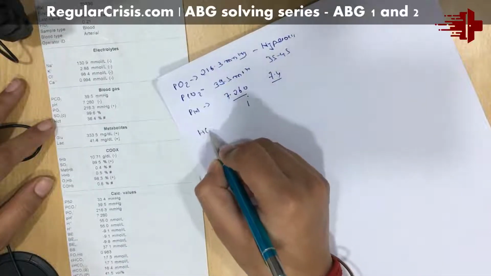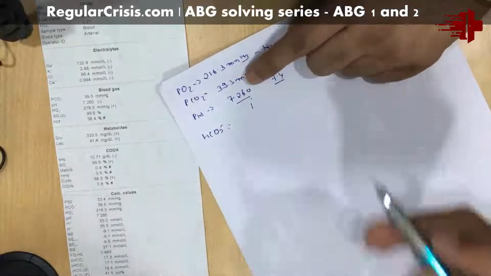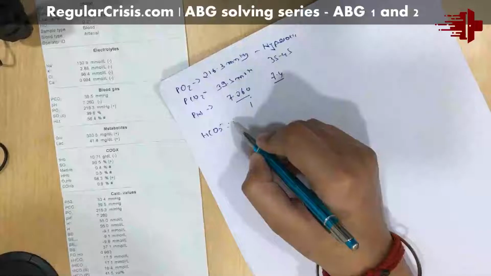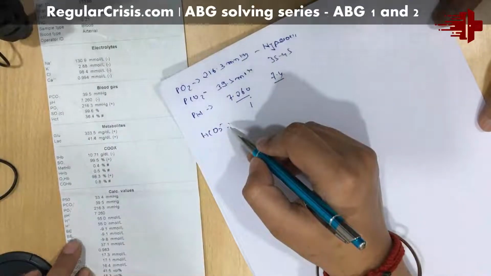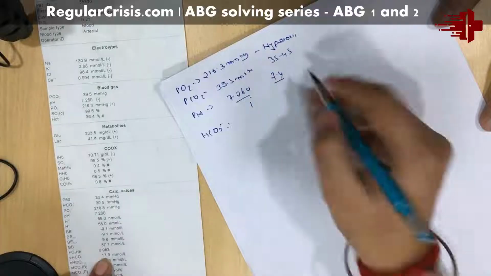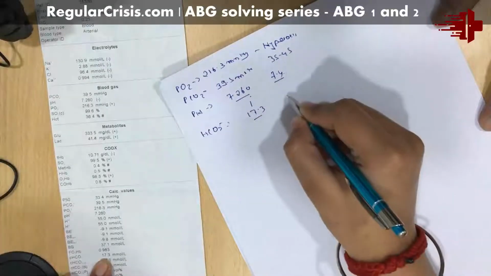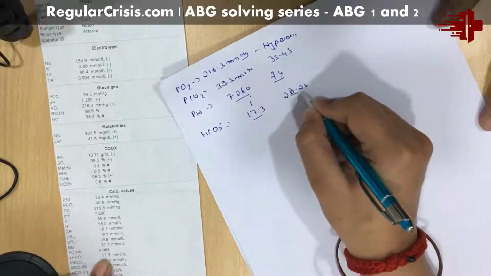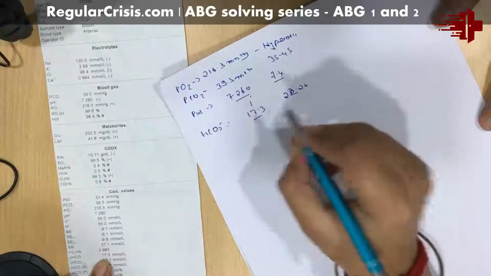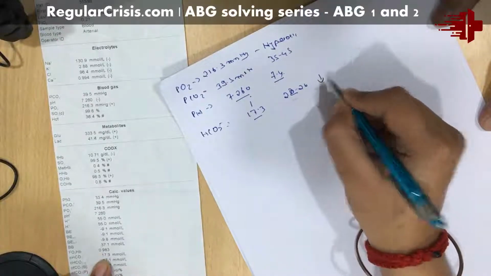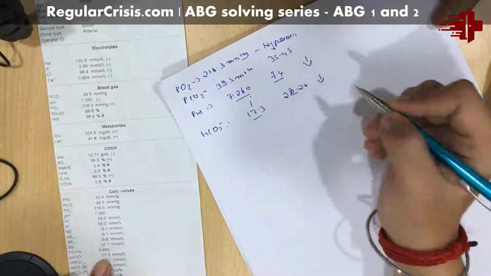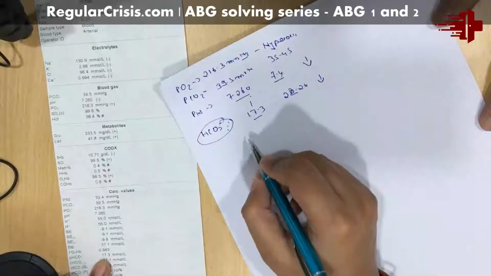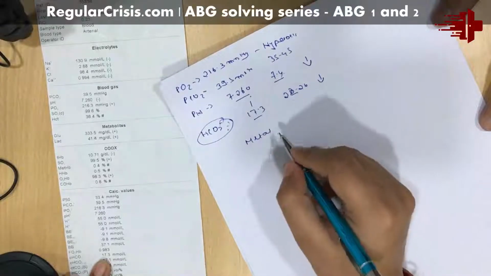Now we look at the bicarb level. For pH acidosis, either bicarb should go down or PCO2 should go up. Let's see. The HCO3, the bicarb level, is 17.3. The normal value for bicarb is 22 to 26. Since it's less than that, the bicarb level is also decreased, and the pH has also decreased. So because it's dependent upon HCO3, it will be a metabolic cause. Metabolic acidosis.